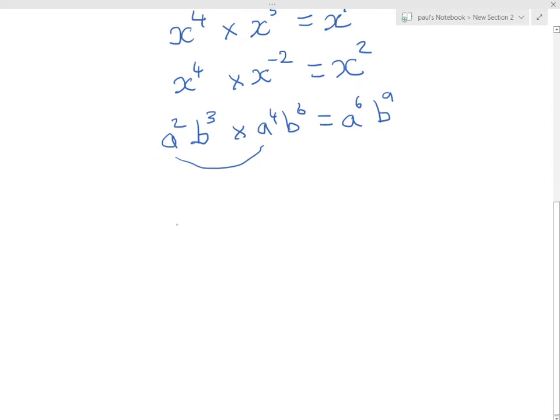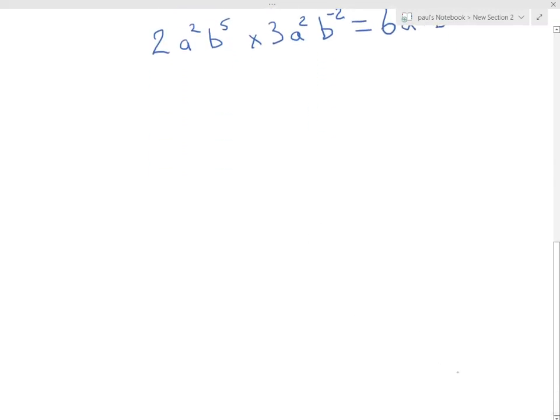Can we make that even more complicated? 2A squared B 5 times 3A 2 B minus 2. Right, that's how complicated it's going to get. So do the numbers first. 2 times 3 is 6. Now do the A's. We've got 2 and 2. 2 add 2 make A to the 4. And the B's, we've got 5 and minus 2 is 3. Yeah. So that's adding when you multiply.